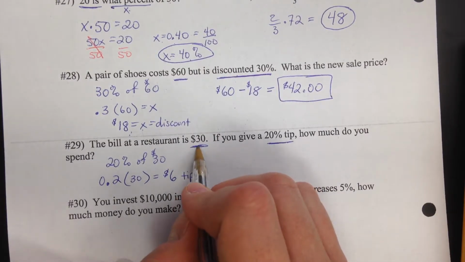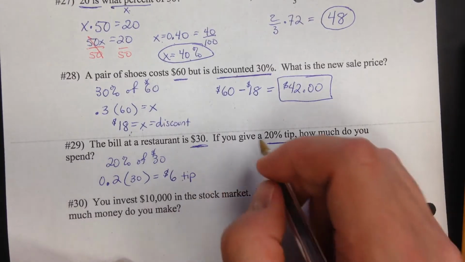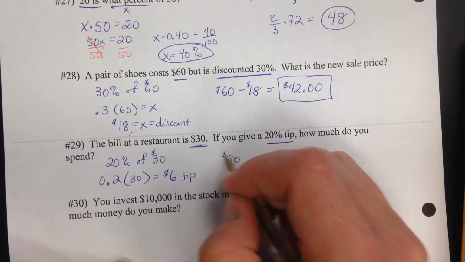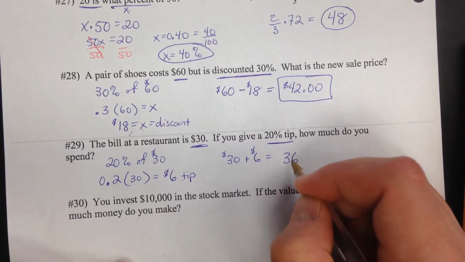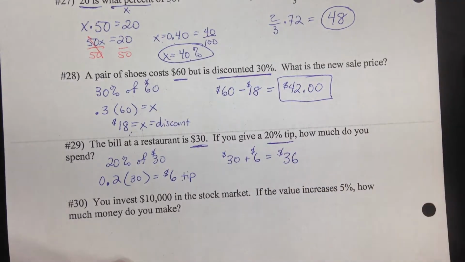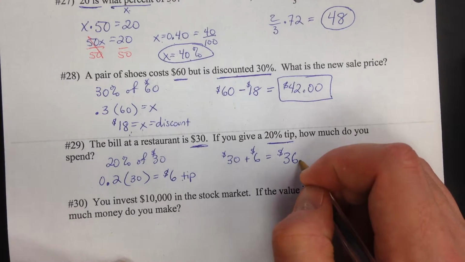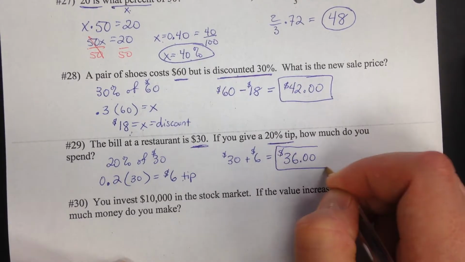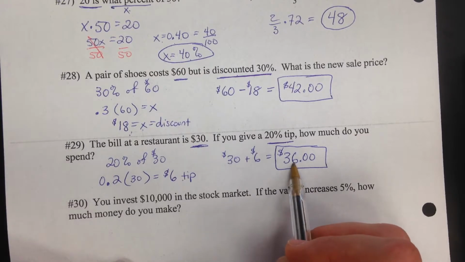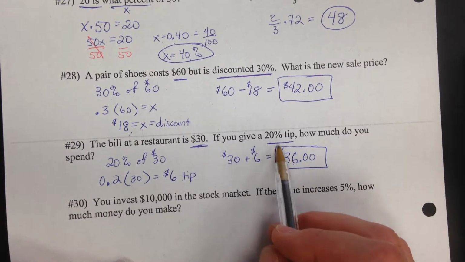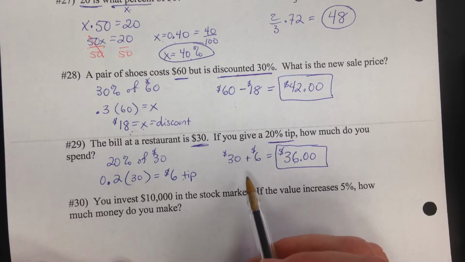So the bill is 30, but we're going to add on the tip. So $30 plus $6 gives us $36, and that would be the amount we spent. Okay? Now you don't need the 0.00, I just want to put that on there. So the final bill will be 36, which makes sense because when you tip, you add to the price.